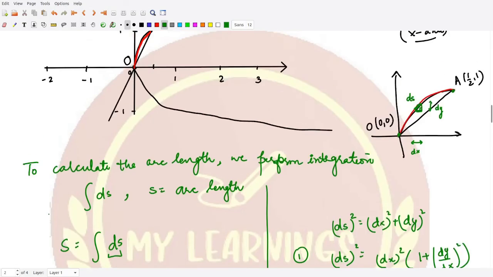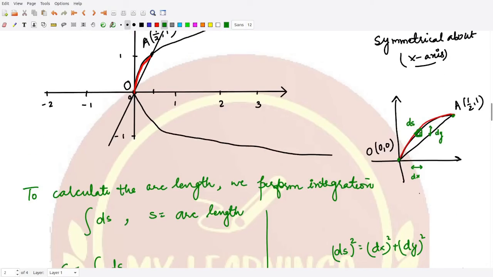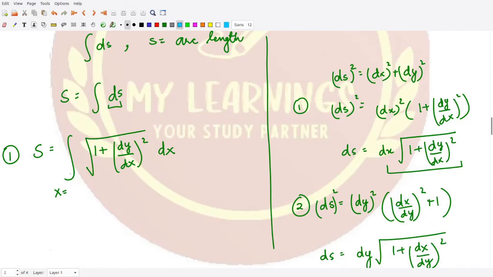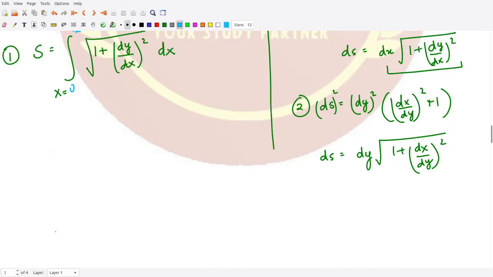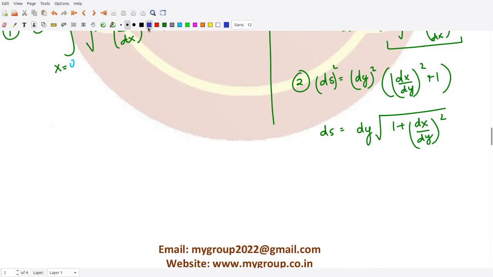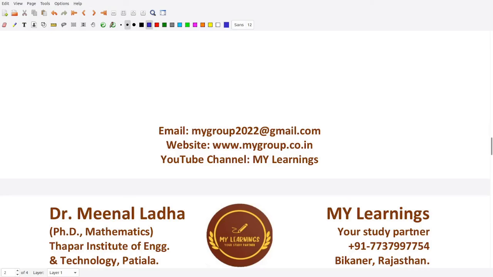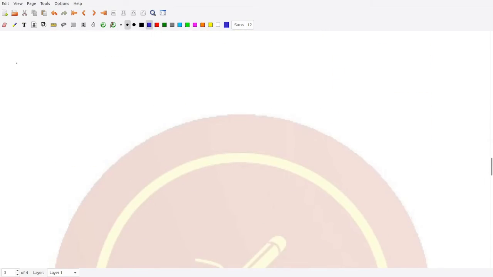So in the figure here you see the x varies from the point 0 to the point 1 by 2, right? So here the limits are 0 to 1 by 2. So we just have to solve this one. And in the second case, let me write down that first. In the second case we'll be solving that in a few moments.